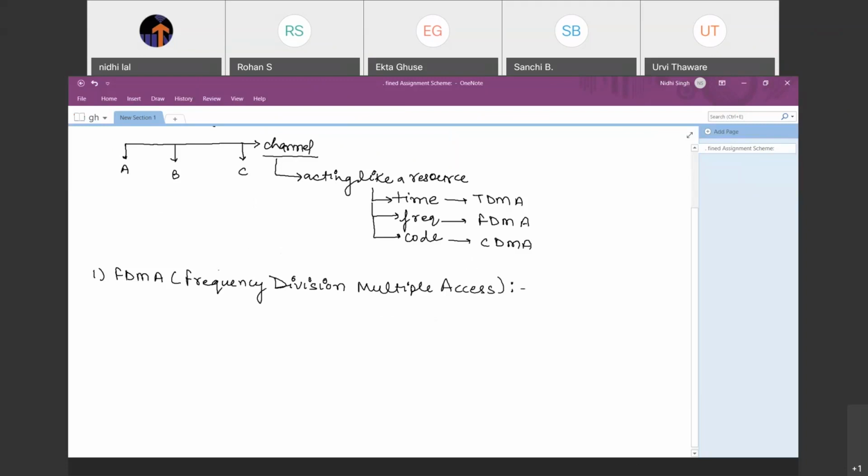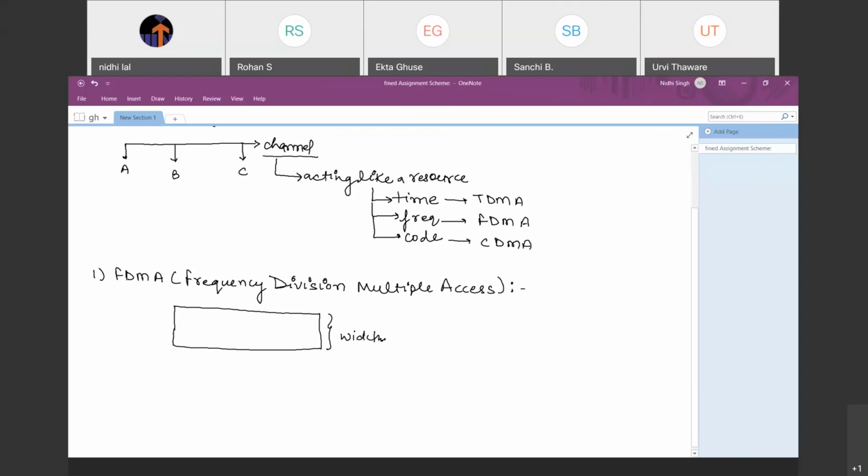So in the frequency division multiple access, as I told you in the last lecture, what is the bandwidth? Bandwidth can be understood like a band, and it has some width. When the width is higher, then we can say we have a lot of resources according to the frequency. So frequency division multiple access means we have to divide the bandwidth, we have to divide the frequencies.